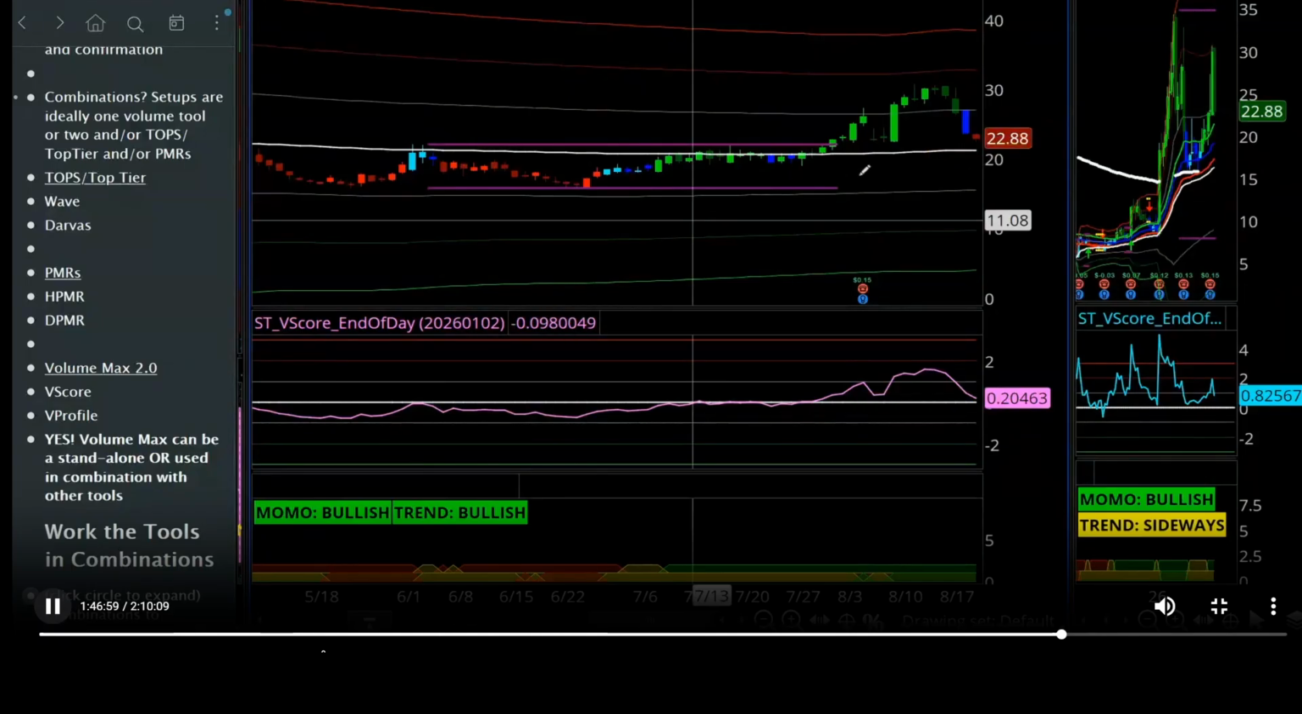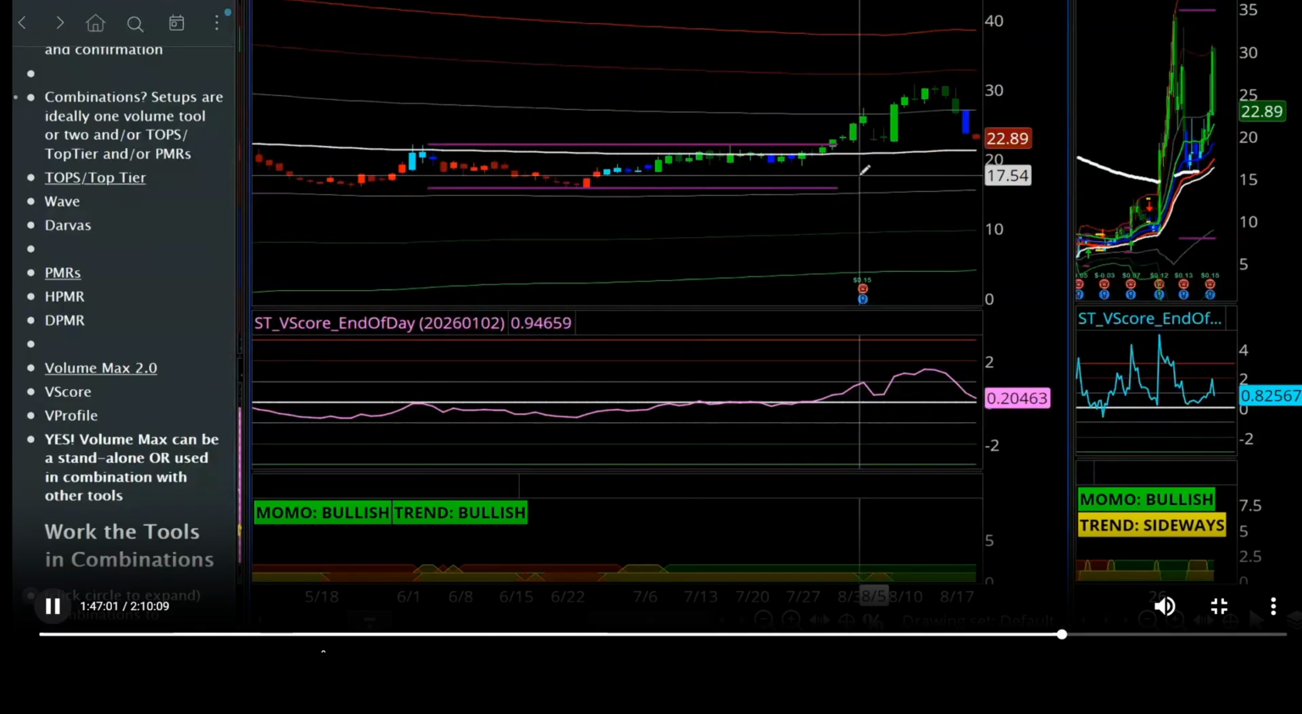Now, if you want to change the colors, make them thicker, whatever you like, you have the ability to change that in the settings, but they just correspond with where that V-score is on the price chart. All right, what about ROST?